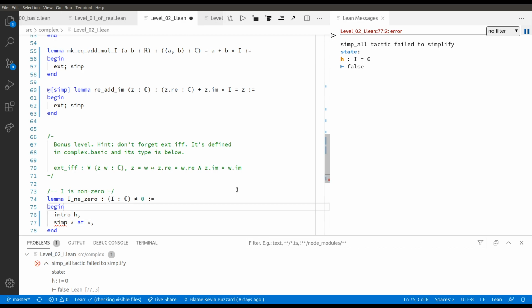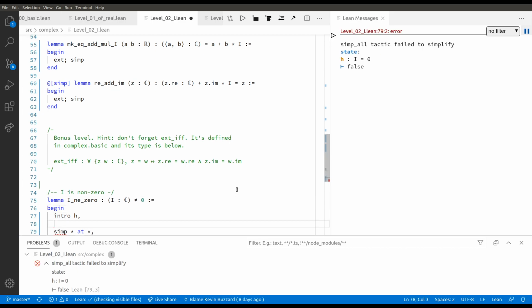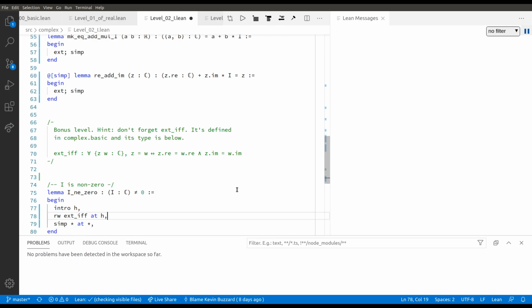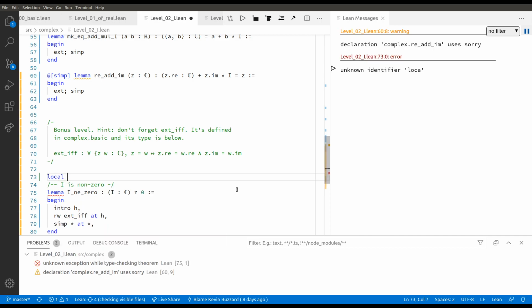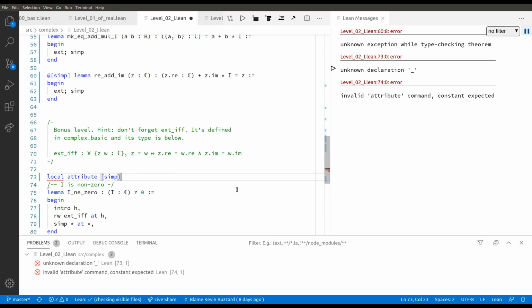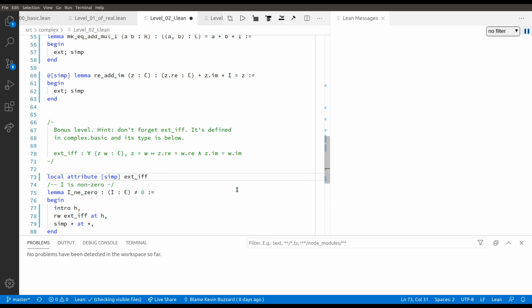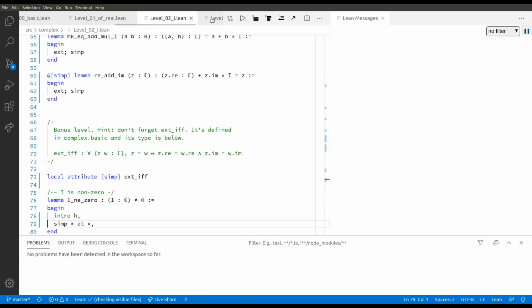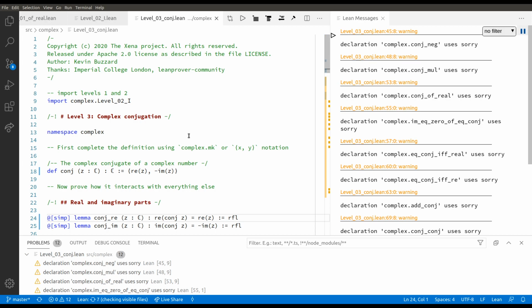Oh, it can't. I see, because it doesn't know xdiff. Oh, okay. So there we go. Attribute. Oh, what a pain. Let's just rewrite it. Rewrite xdiff at H. Oh, that's a 3-line proof. What about this? Local attributes. Let's just teach the simplifier. Local attribute simp xdiff. There. And now the simplifier will be able to do that level as well. Okay, great. So now level 2 really is solved. Sorry about that. And now we're back on level 3.